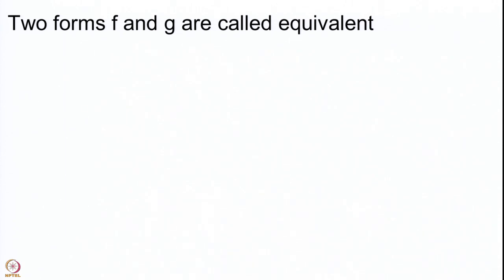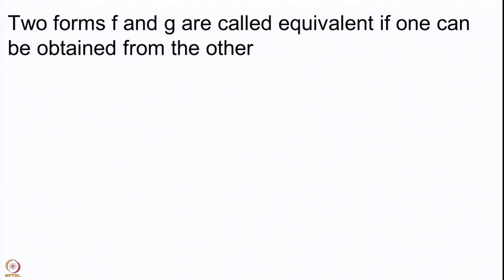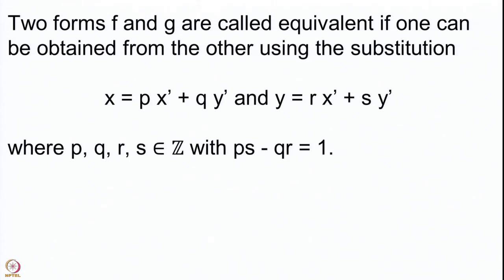So, you have the form f and you have the form g. Suppose your form f is given by a, b, c and g is given by a prime, b prime and c prime. We say that these two forms are equivalent if one of these can be obtained from the other using the substitution x equal to p x prime plus q y prime and y equal to r x prime plus s y prime. Here p, q, r, s are integers, but a very important condition is that p s minus q r has to be 1.